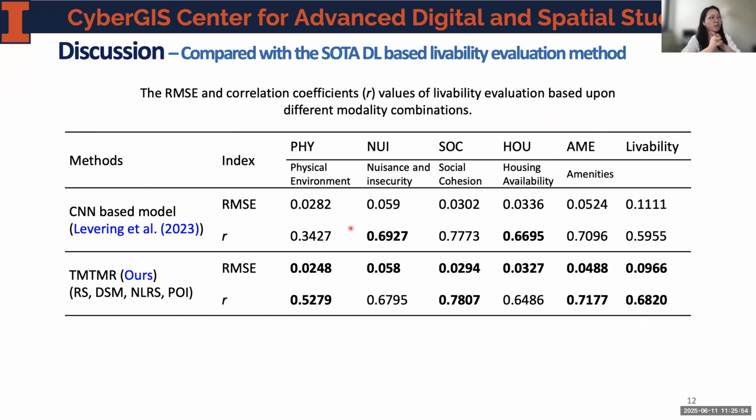In our research, we also compared our method with the state-of-the-art deep learning-based livability evaluation method, the research I mentioned in the previous slides. We found that this research only uses a single modality. So we compared our method using 4 modalities with that research only using the satellite imageries. In general, for the RMSE score, our proposed method performs better than the compared one, on the overall livability and on its 5 domain scores. While for the R value, except for nuisance and insecurity and housing availability, for the other livability indices, our proposed method performs better too.